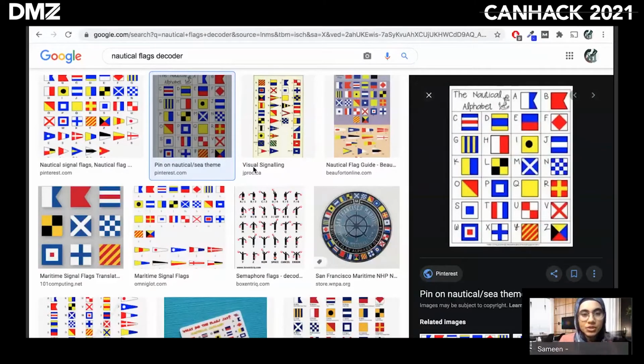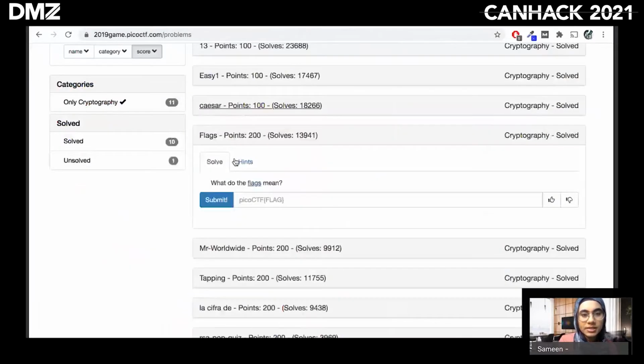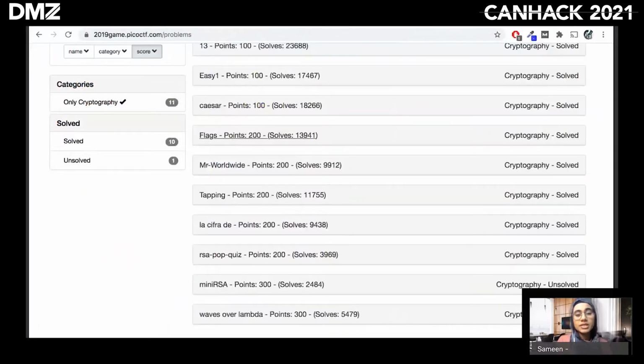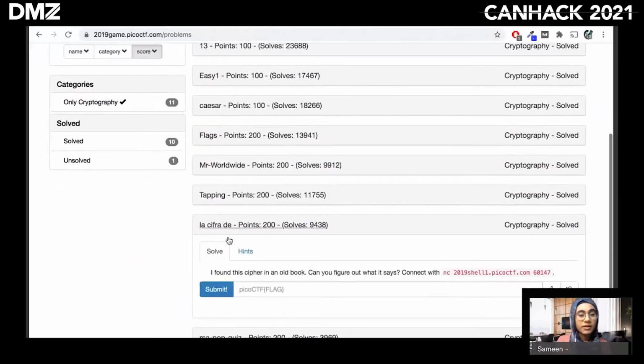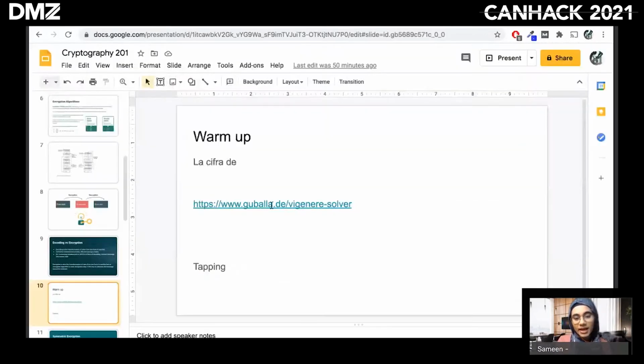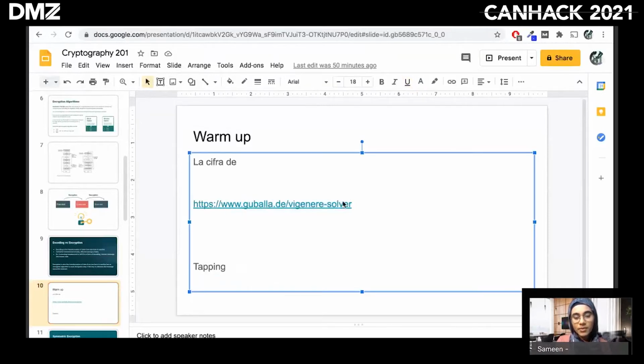So let's get back to our challenges. And so those were some warm-up challenges. I do know how to solve this problem right here. And there was a link, and I used this link because the problem is with the Vigenère cipher, you need a key, and we didn't have a key.